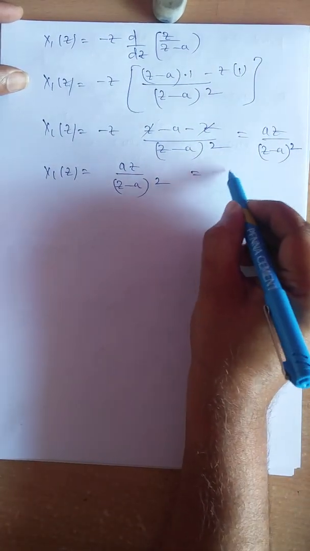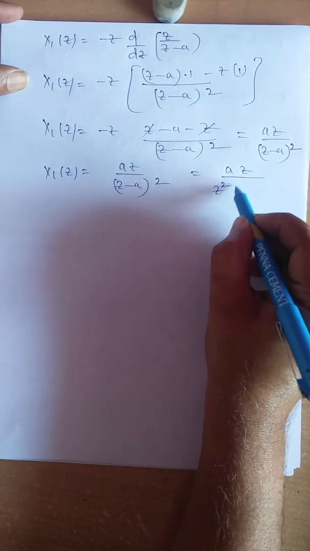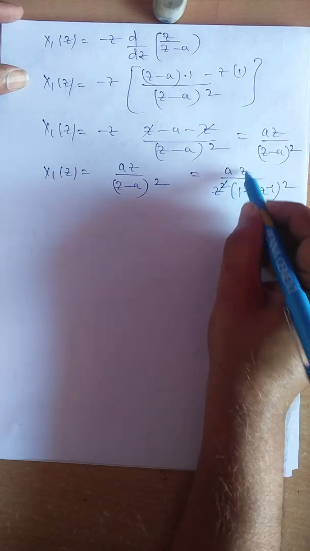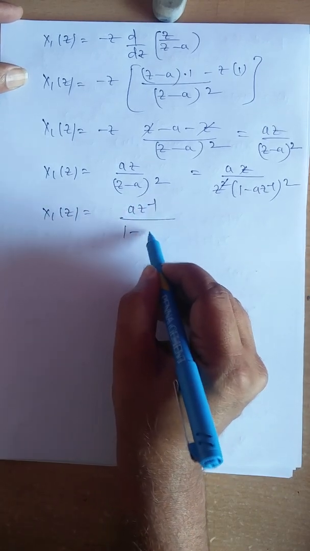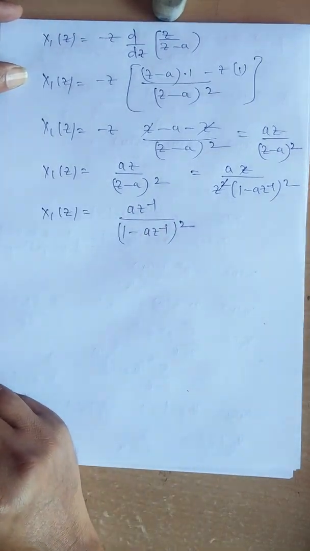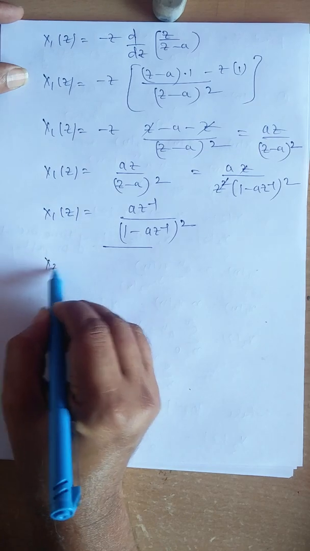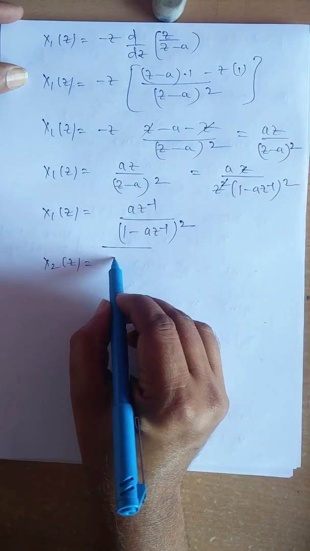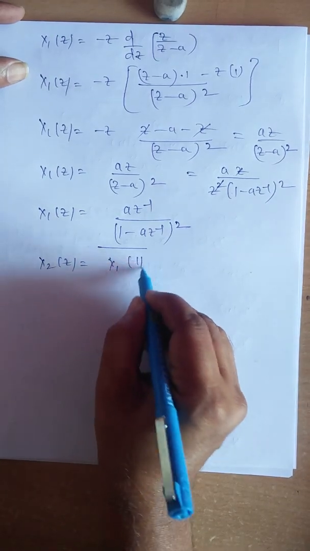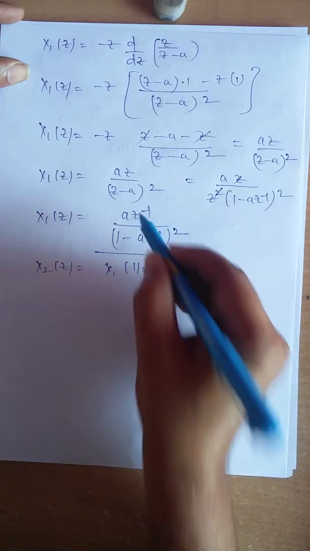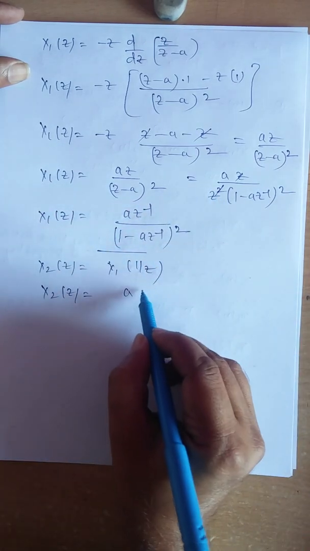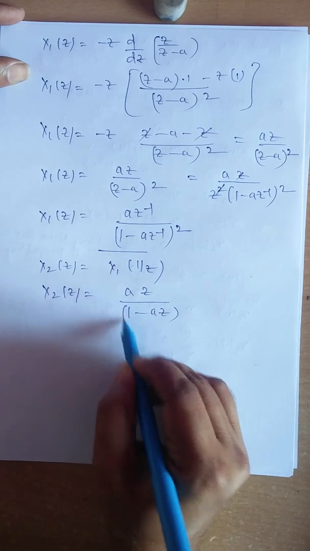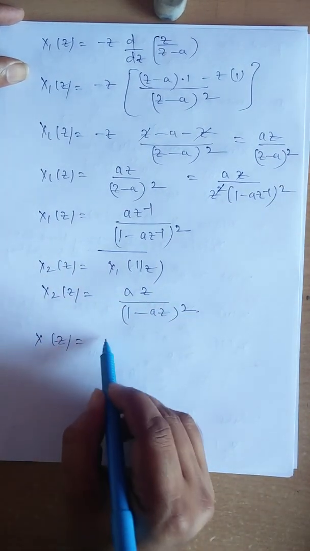We can write this as a z divided by, if we take z common, z square into 1 minus a z inverse whole square, and one z term gets cancelled. x1 of z is equal to a z inverse divided by 1 minus a z inverse whole square. Okay, this we got. Then what is x2 of z? We have expressed x2 in terms of x1, that is x1 of 1 by z. In this you replace z by 1 by z, and you'll get x2 of z equal to, since 1 by z whole inverse becomes z, a z divided by 1 minus a z whole square.